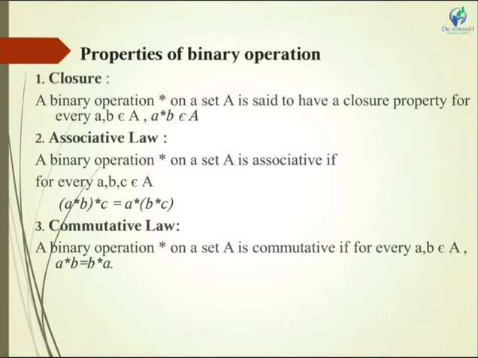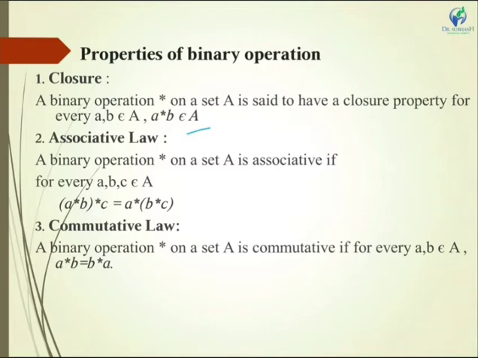Now, properties of binary operation. First is closure. A binary operation star on a set A is said to have the closure property if for every a, b belongs to A, a star b belongs to A. Next is associative. A binary operation star on a set A is associative if for every a, b, c belongs to A, (a star b) star c equal to a star (b star c).